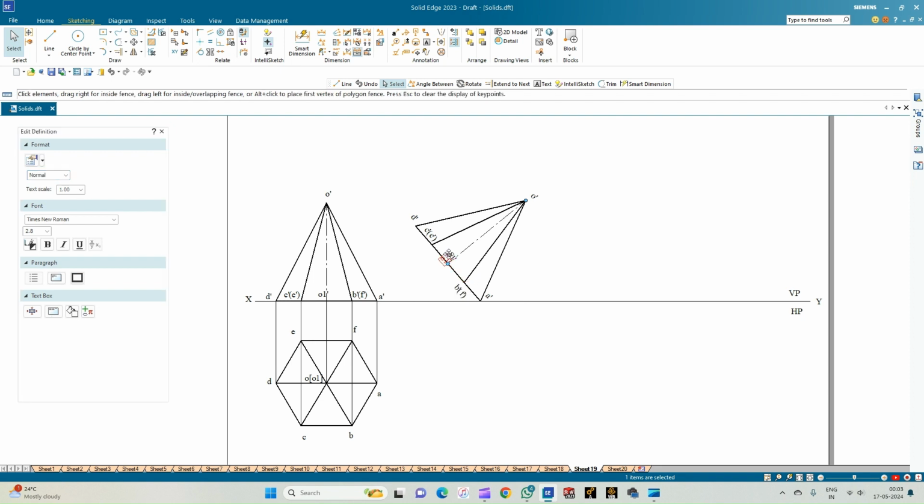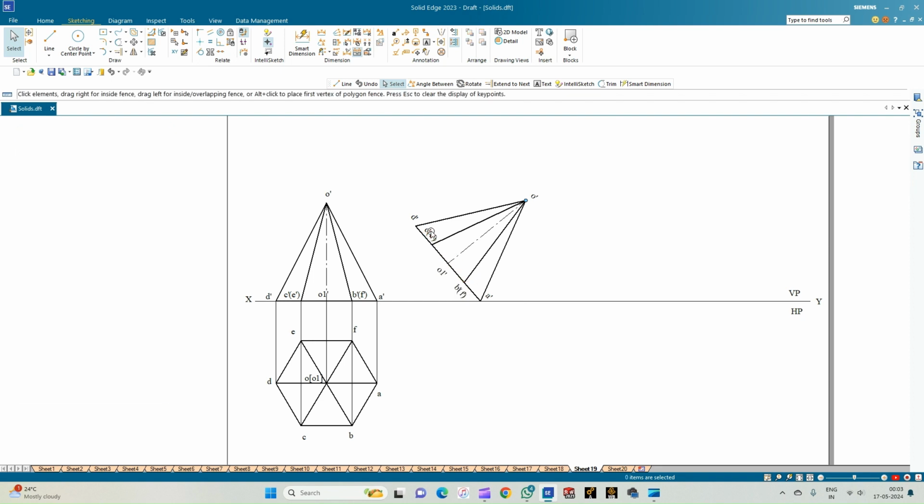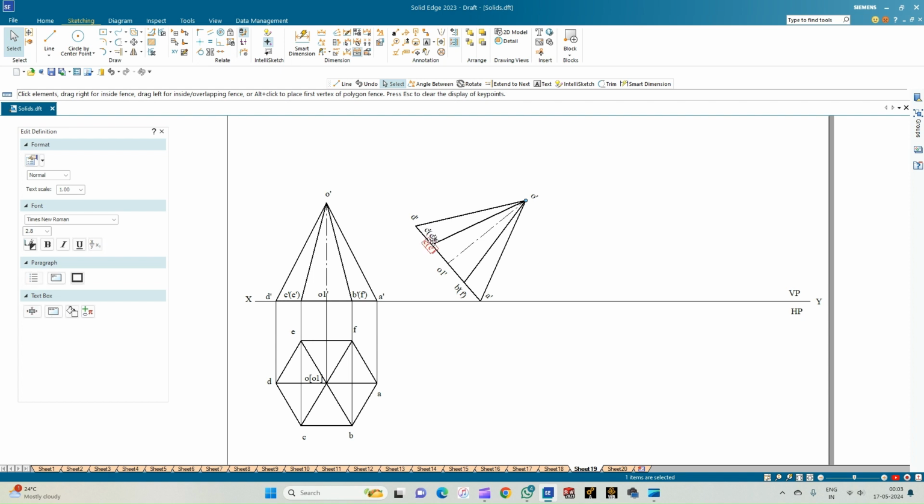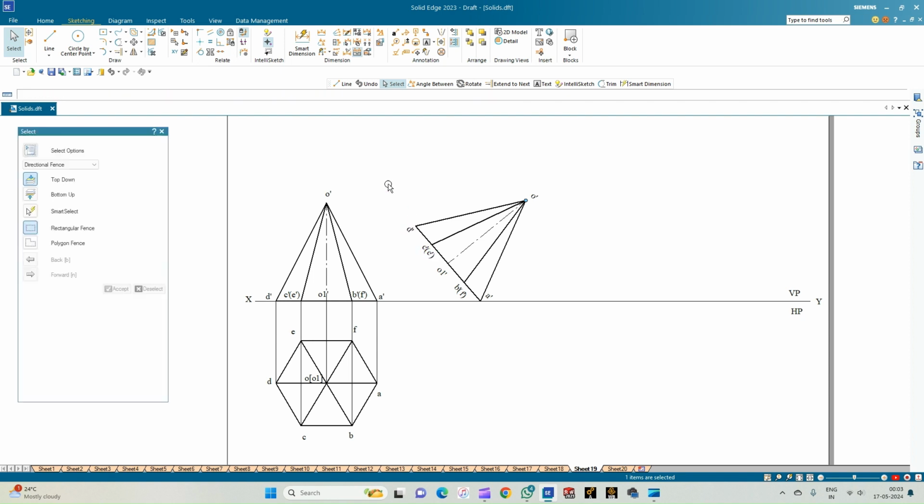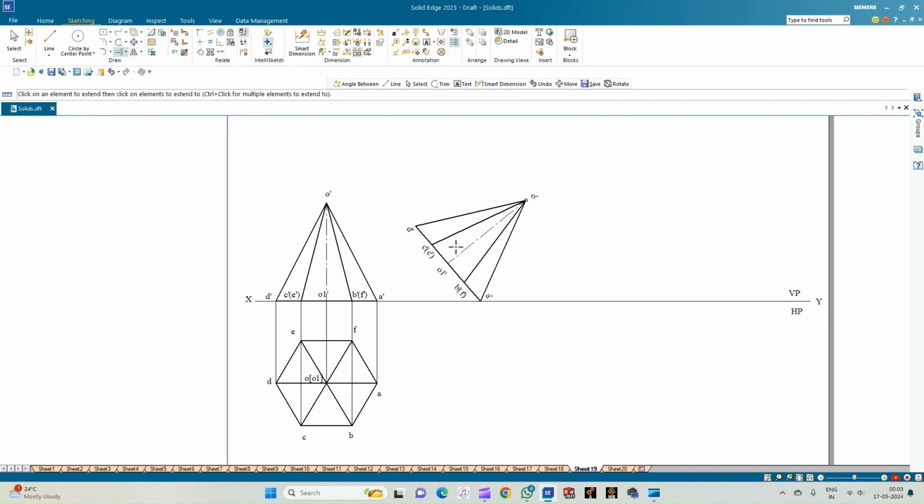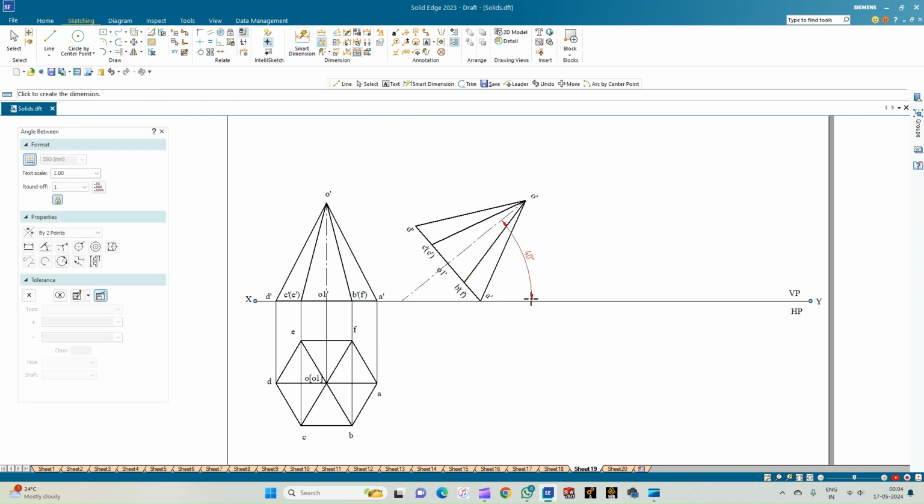So we can just extend this axis line to intersect the XY line and then measure the inclination, and that will be equal to 40 degrees. Use the extend to next option and then extend this axis line. Measure the inclination of the axis line with respect to the horizontal plane. So you can just see that it is 40 degrees as per the required statement.